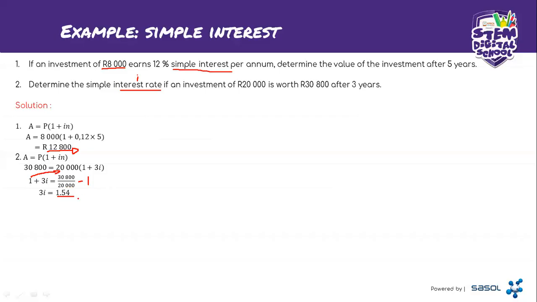1,54. Thereafter, you're going to divide both sides by 3. Then you're going to obtain 0,513333, right? But because we have to leave our answer in terms of percentage, you're going to multiply by 100, then you're going to have 51%. So that's how you should answer this question. So we're using what? The simple interest formula, right?